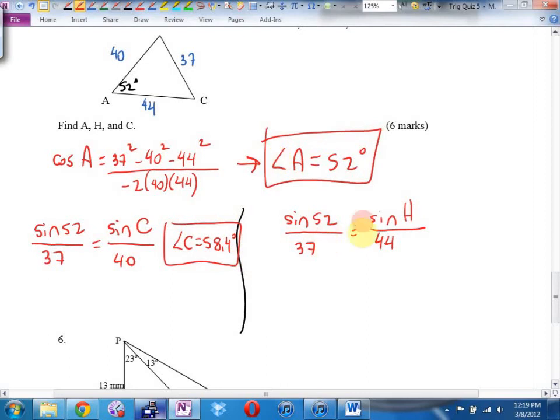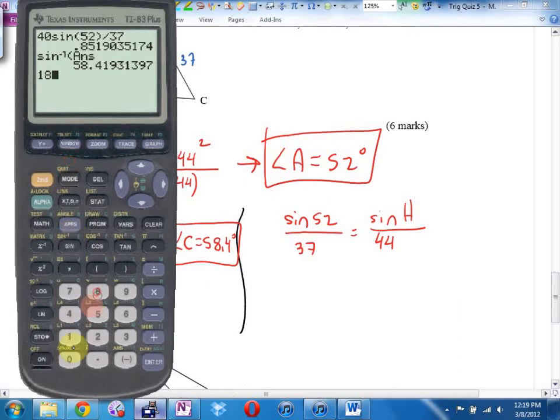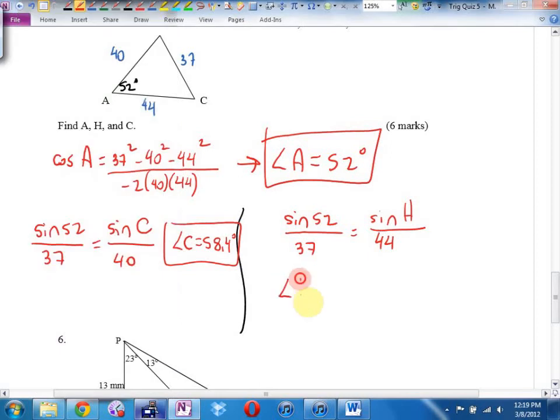And then I can either use the sine law, or if I'm really clever, I can just go 180 minus 52 minus 58.4. Is the other one 69.6? And I'll give you a plus or minus of a couple of points either. In other words, if you have 69.7, Alex, I'm okay with that. Angle H equals 69.6 degrees. 2 marks for each of those.